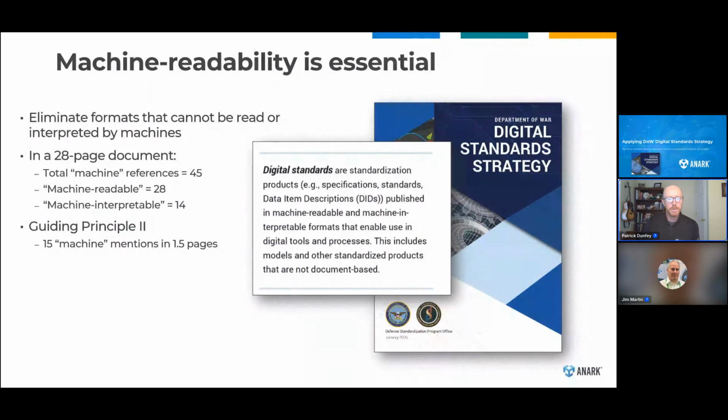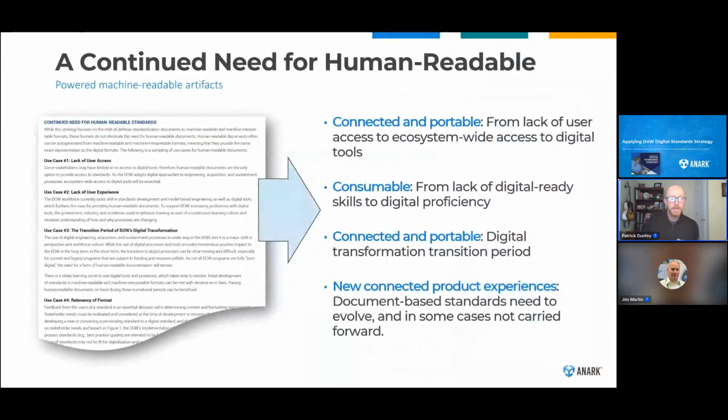The goal here is to create machine readable and machine interpretable formats that enable use in digital tools and processes. And as we'll see in the next slide, that then also enables the continued need for human readable assets. These are powered by machine readable artifacts in the way that the strategy describes it, but they start as machine readable, but now you have a 3D CAD model, for example, with all of the PMI and GD&T notations within the model. That's now the authoritative source to create derivatives that can be used by machines downstream and by humans downstream.